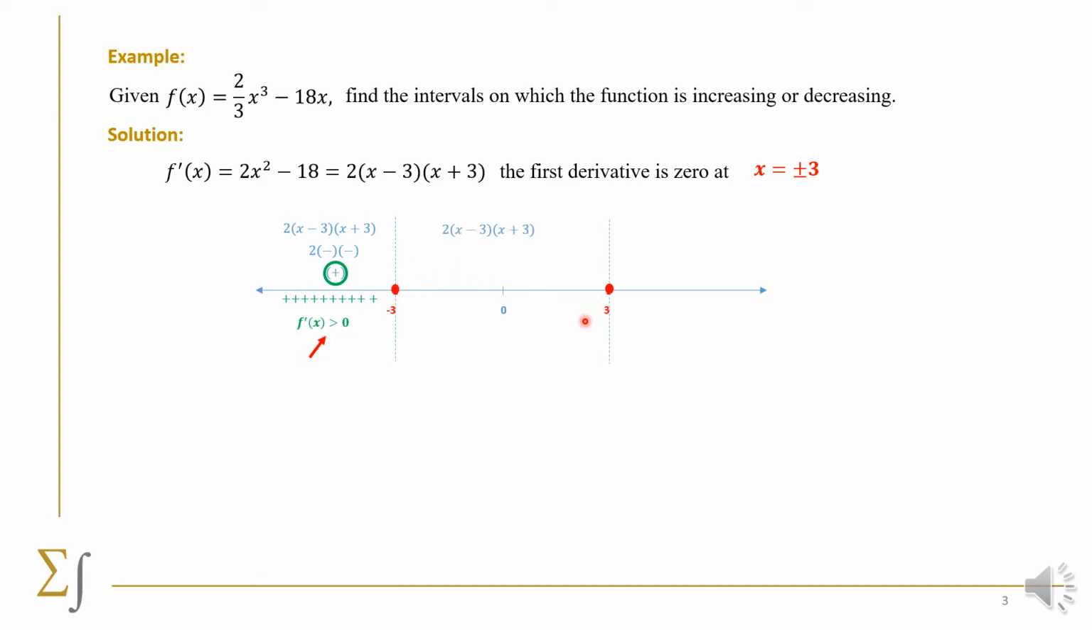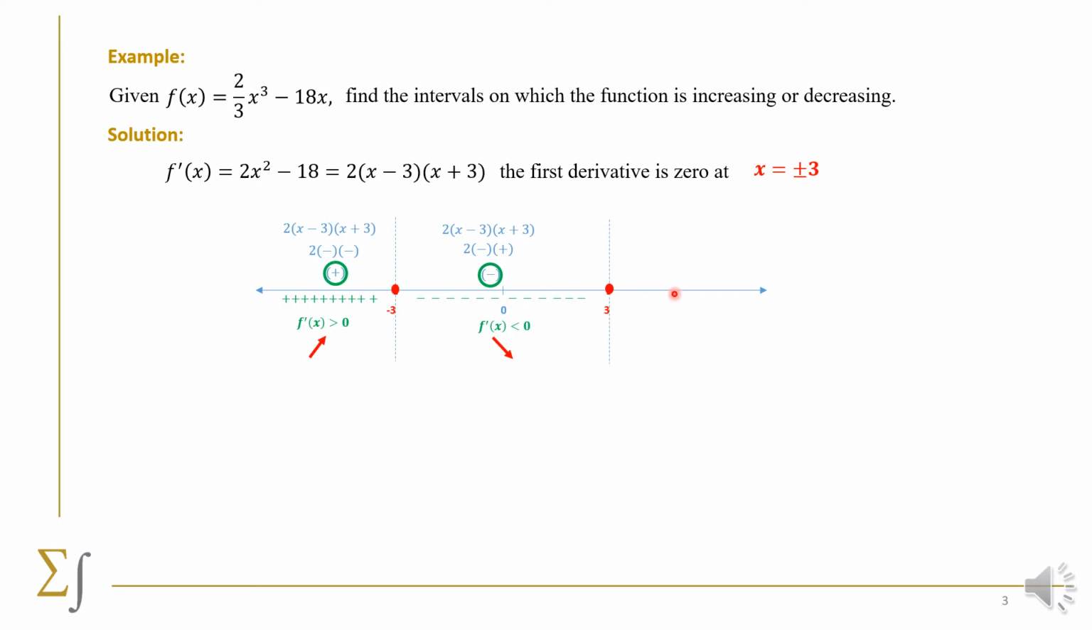We do the same thing on the second interval between -3 and 3. We write the first derivative. We take any test value for x from -3 to 3, and we plug it in here. The easiest to be is 0. You can take anything else between -3 and 3, but I will take the 0. So 0 minus 3 is a minus, 0 plus 3 is a plus. So here we have minus times plus, which is a minus, telling us that the first derivative on this interval will be negative. So the function is decreasing on this interval.